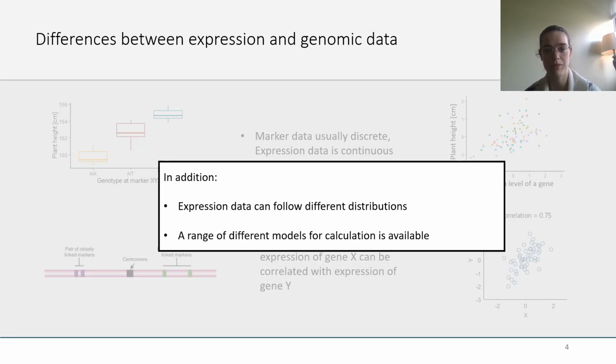In addition, what complicates this analysis is that expression data can also follow different distributions, so we might not necessarily have a normal distribution, but maybe two peaks or something. And as I already mentioned, there's a range of different models and tools available for these analyses.